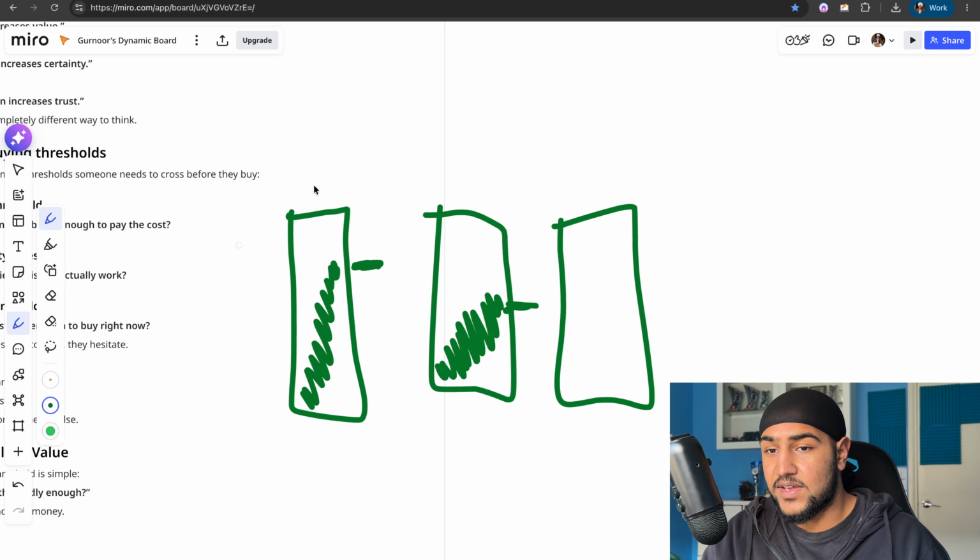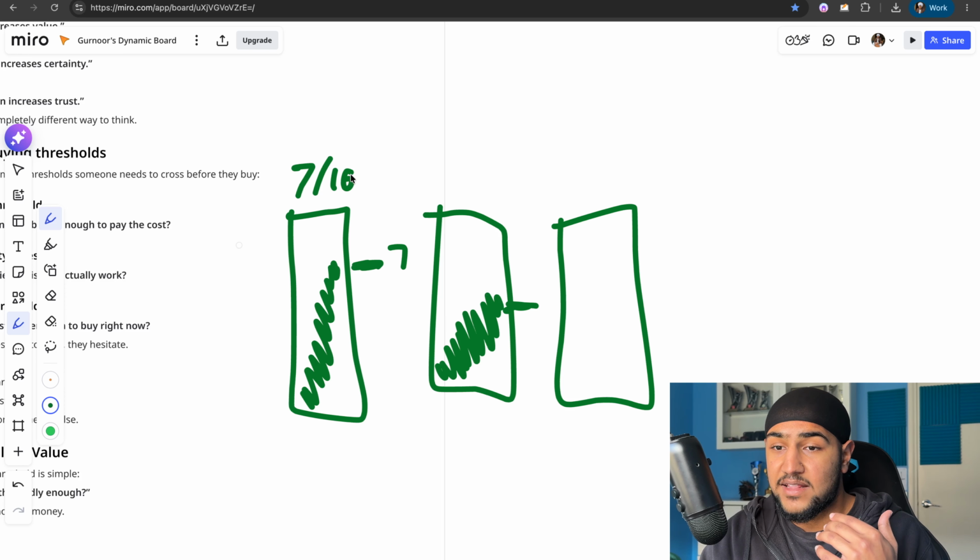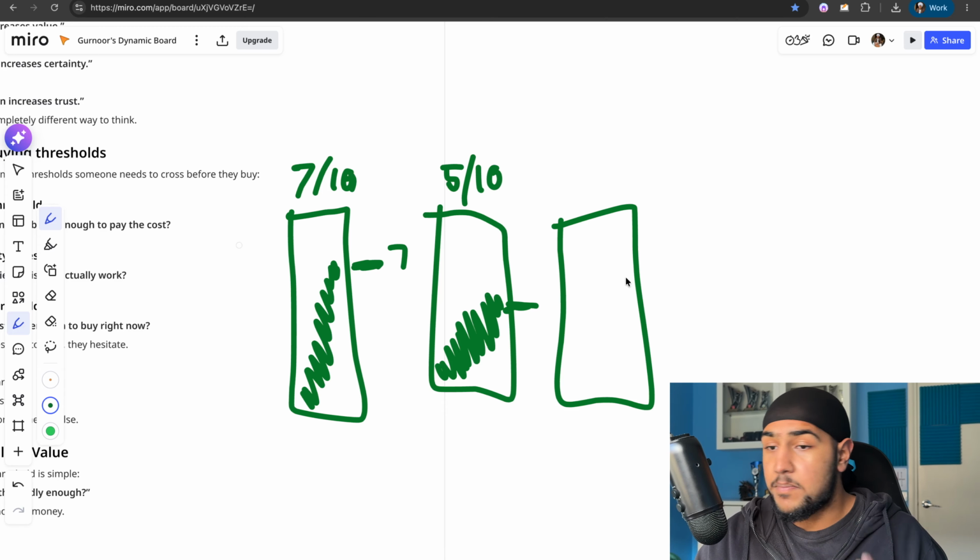And I like to think of this as out of 10. So this could be a 7 out of 10. You need to get them to a 7 out of 10 value threshold to actually get them to take action. This might be a 5 out of 10, right? And their belief in, does it actually work? It might be a little bit more because they've tried a lot of things and it's basically not worked for them. So they are very skeptical, and this might need to be an 8 out of 10.